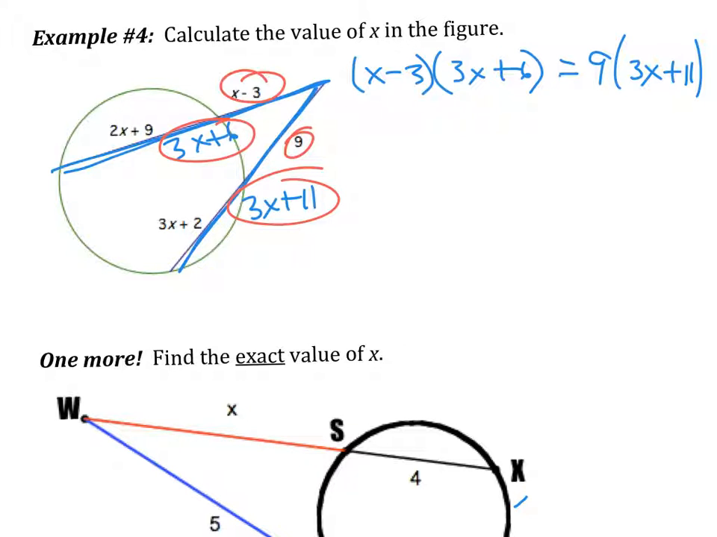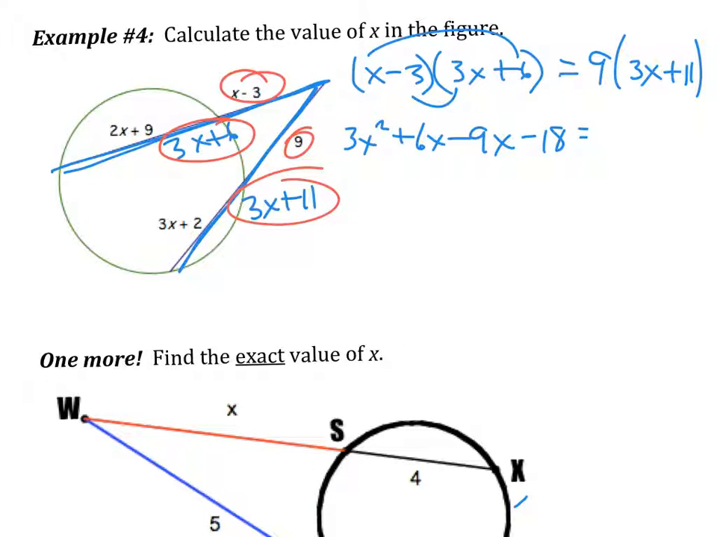Alright, so now we have to FOIL here. x times 3x gives us 3x squared. x times 6 gives us 6x. Negative 3 times 3x is minus 9x, very good. And then minus 18. Very good.